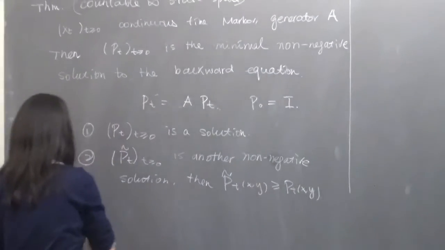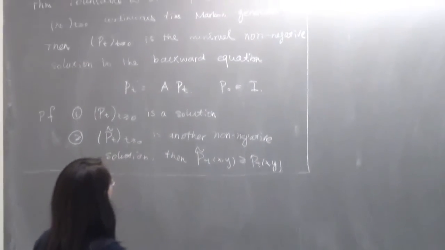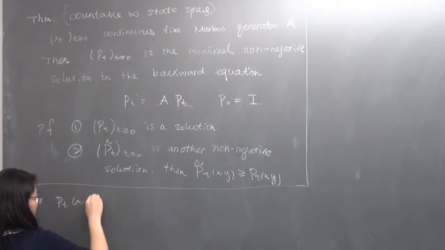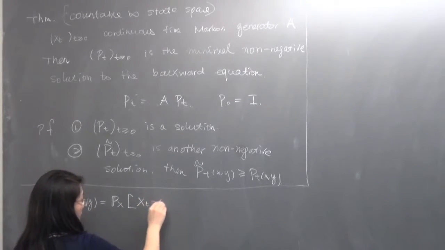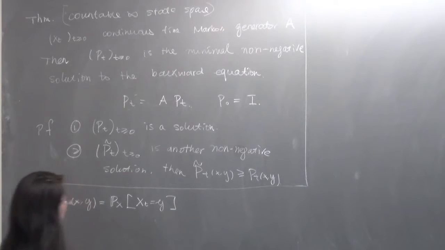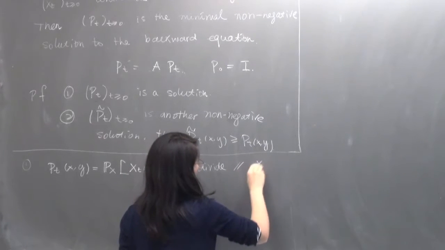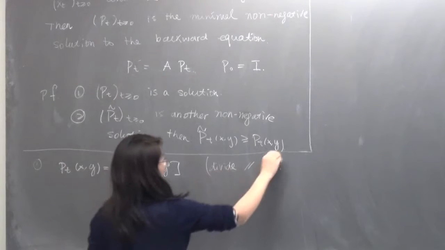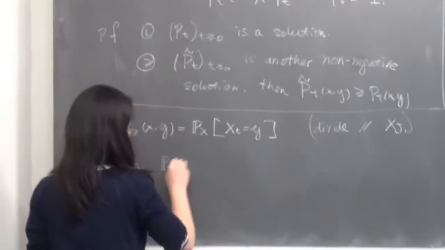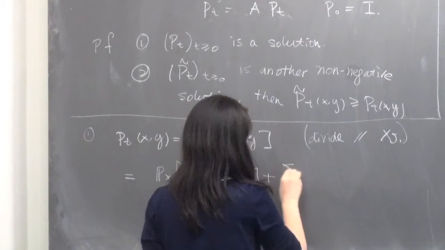Okay, so we first prove that P_t is a solution. And the only information we have is that the generator is A. So P_t(x,y) is the probability that it starts from x and is at y at time t. And now we divide this event according to what happens to the first jump time J_1. So the first possibility is that J_1 happens after t. And then, J_1 happens before t.